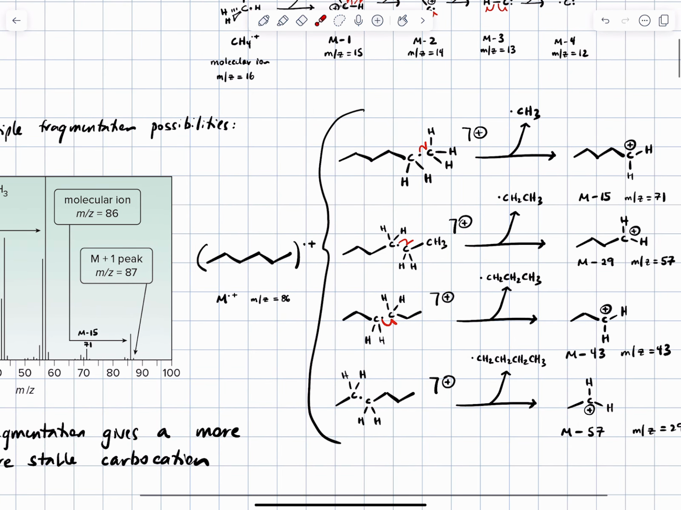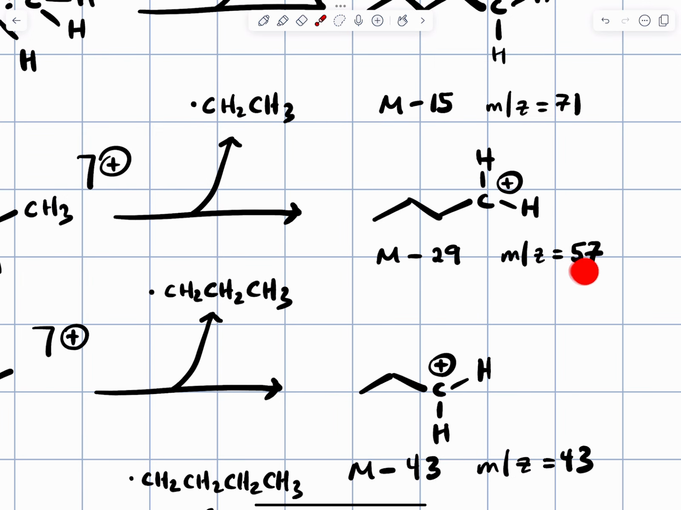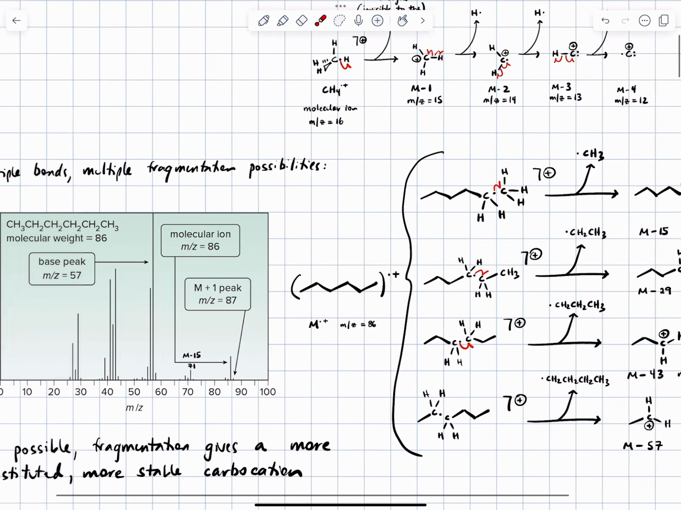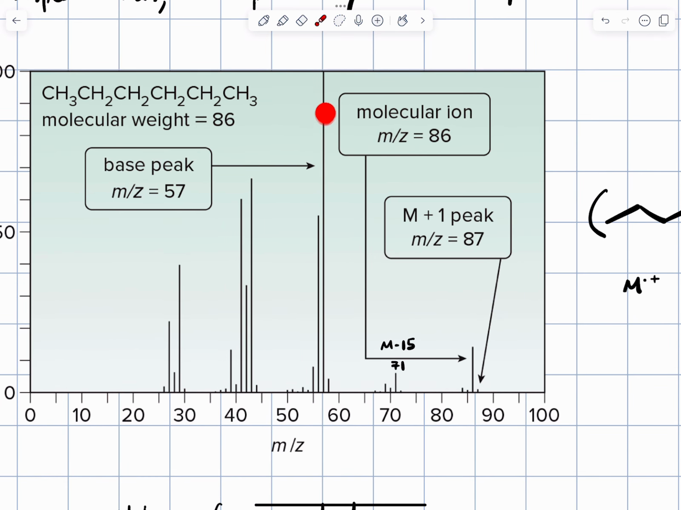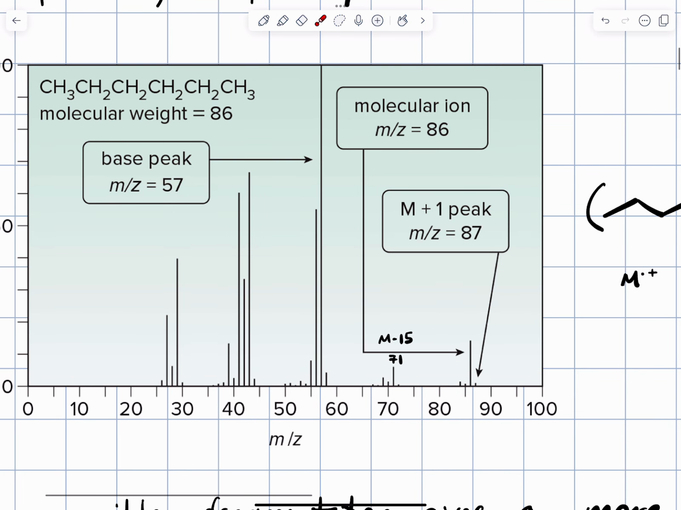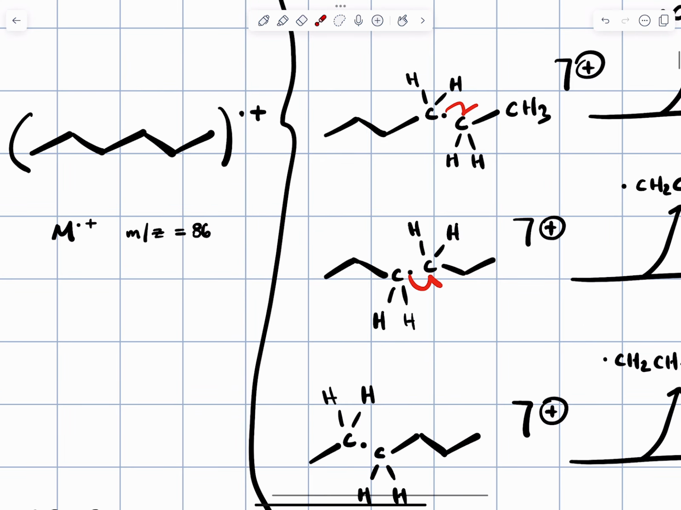If we lose an ethyl group, that's M minus 29, or 57, and that's actually the most abundant ion we see here. And then if you did the math, you could discover the other possible things, depending on which bond in hexane you're going to break. Now, if you did all of that, go ahead.